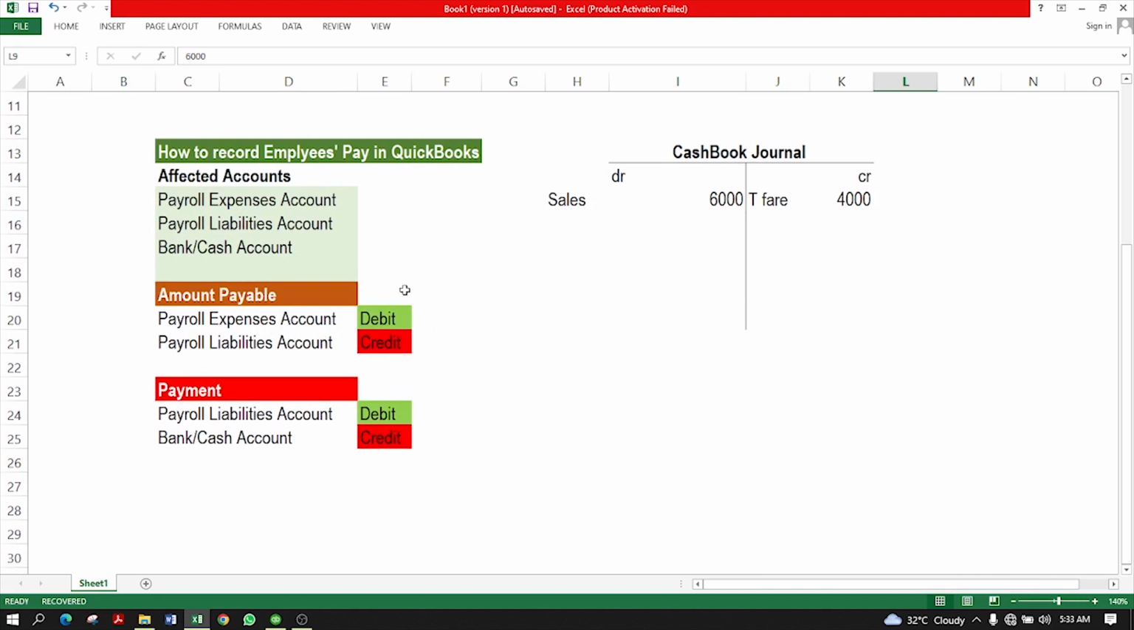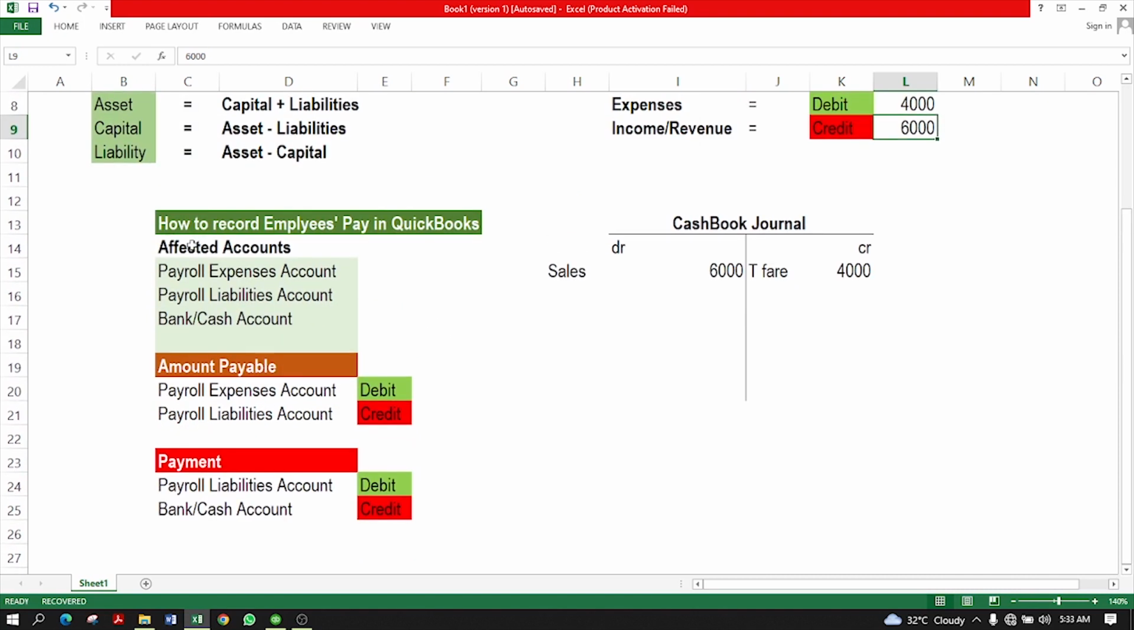So, having said that, this is how to record employees' payroll in QuickBooks. We are using QuickBooks Desktop. Remember that payroll is another aspect of accounting that you can specialize in. We have payroll accountants. Yes, you can specialize as an accountant on payroll only. And that is why QuickBooks offers it as a service separately on its own.